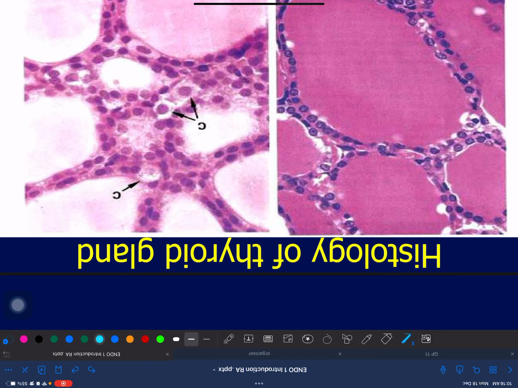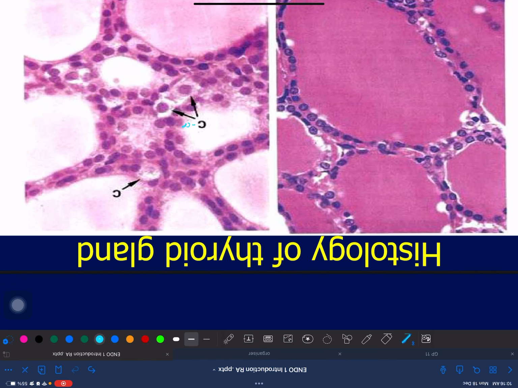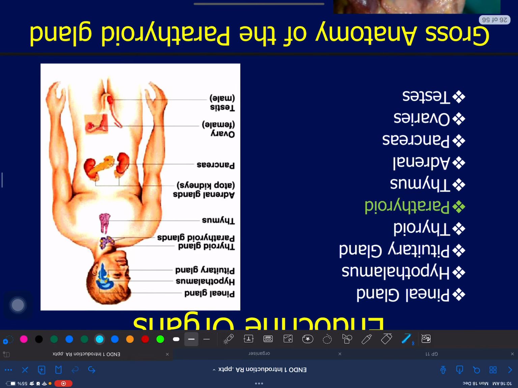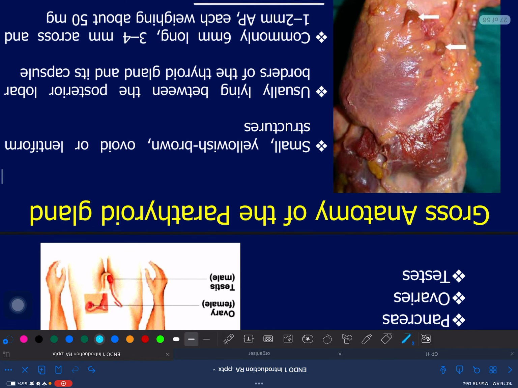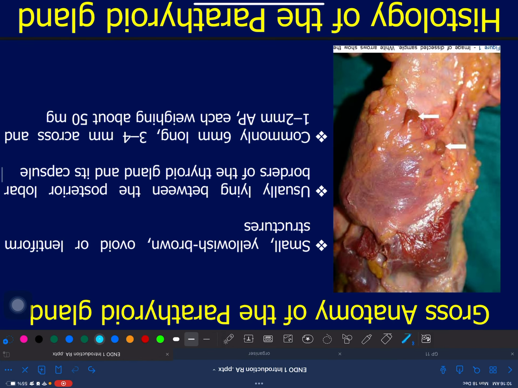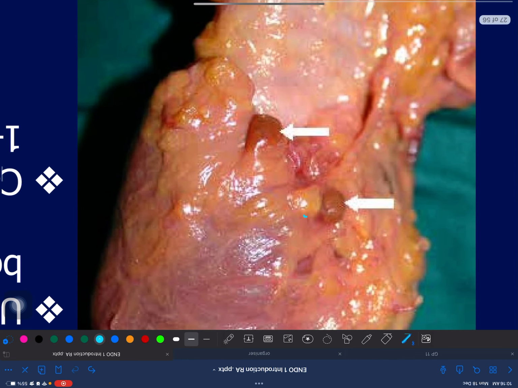Okay, then we go to parathyroid, dekat belakang, posterior of the thyroid. Okay, and between the posterior lobe of the thyroid. So this one, superior parathyroid gland and inferior parathyroid gland. Dia a pair, ada dua superior, dua inferior.